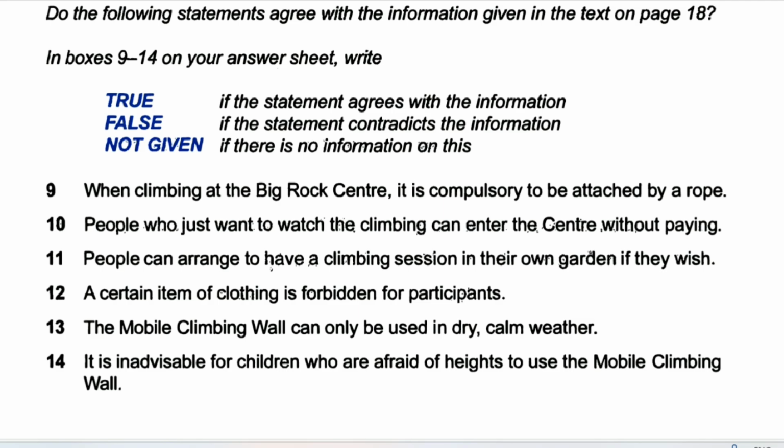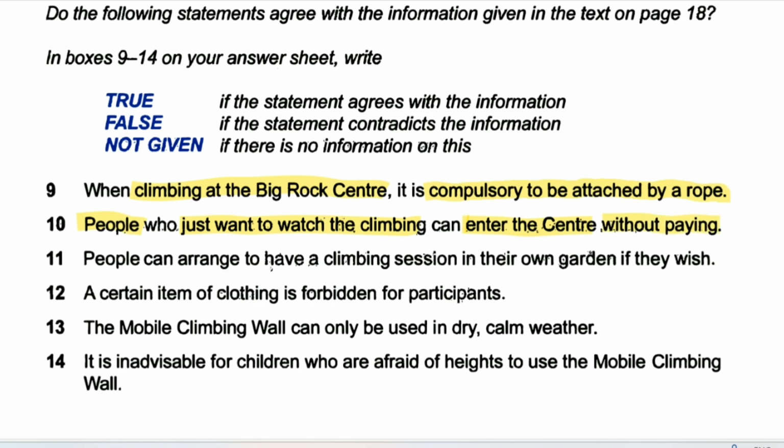When climbing at the Big Rock Center, now Big Rock Center is a name, you can see B has been capitalized, R has been capitalized, C has been capitalized. It is compulsory to be attached by a rope. So when you do the climbing at the Big Rock Center, it is compulsory to be attached by a rope. People who just want to watch the climbing can enter the center. Now this center is nothing but Big Rock Center, you can see C has been capitalized, without paying.